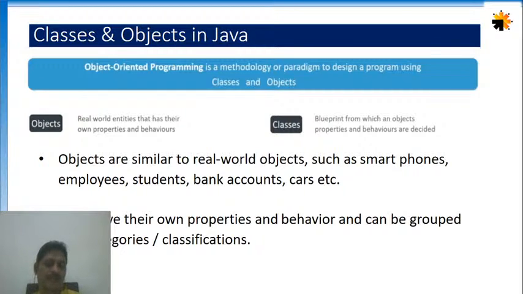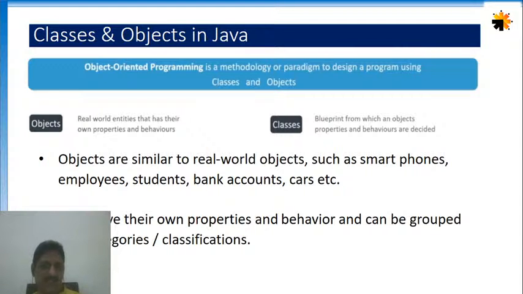Objects are similar to real world objects like smartphones, employees, students, bank accounts, cars, etc. And they have their own properties and behavior. You take mobile phone. Mobile phone is having a property called the brand name, storage capacity, RAM capacity, number of cameras, screen size. All these are the properties. What are the functionalities of smartphones? Make a call, send WhatsApp chat, take a video, take a photograph, send a mail, interact with other applications, and so on. All these are the functionalities.